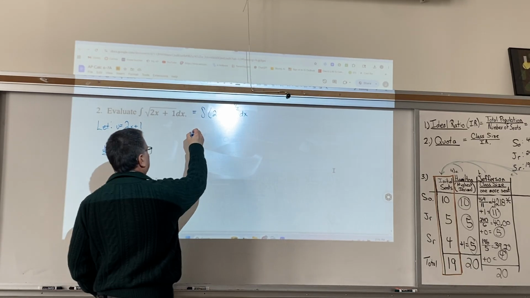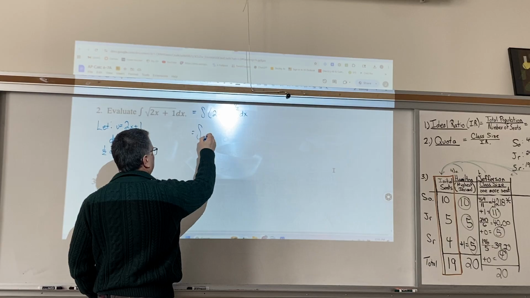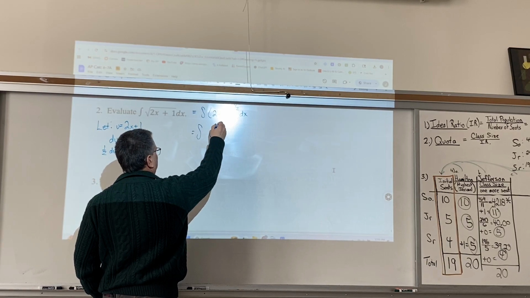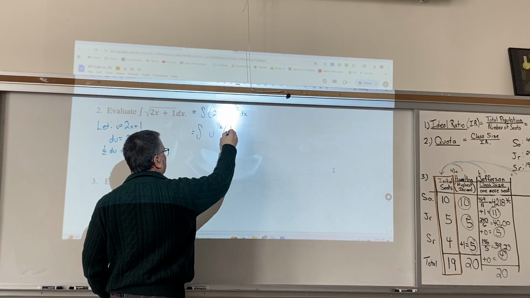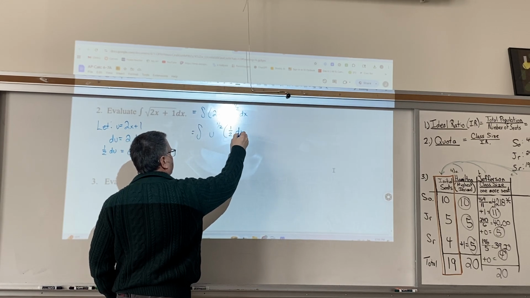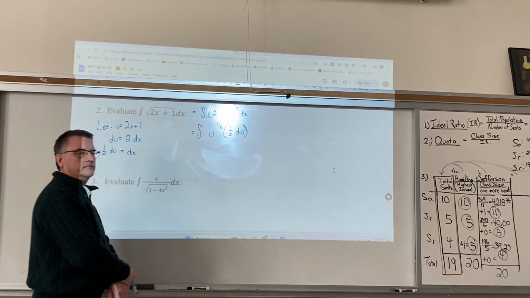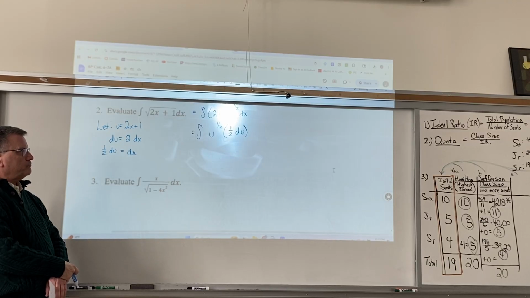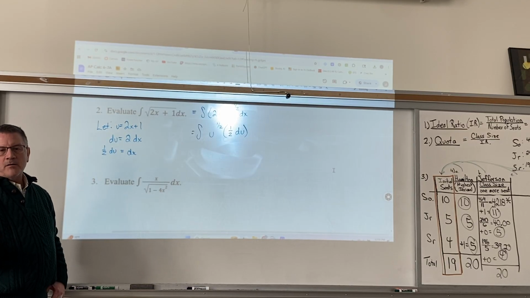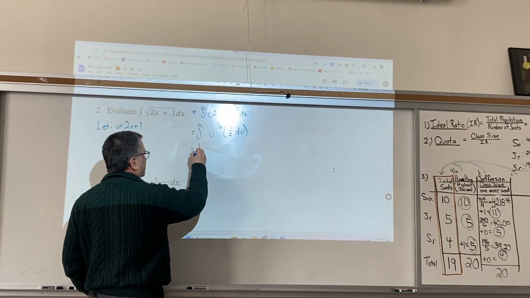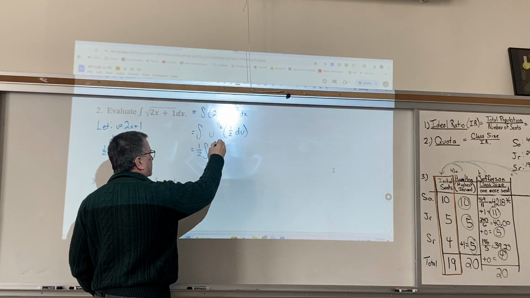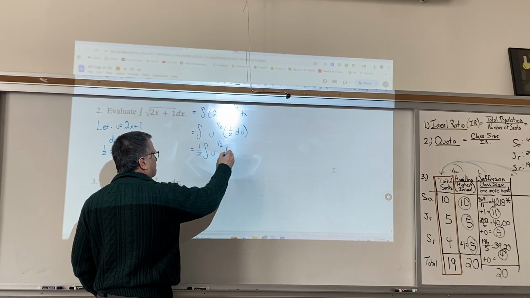Hey, that's going to allow for a simple substitution. So I can do this now. I'll substitute. This would be u to the 1/2, and dx can become 1/2 du. Now, because I have that constant, I don't want it to get in the way, so I'll just pull that out. And I'll do the integral of u to the 1/2 du.